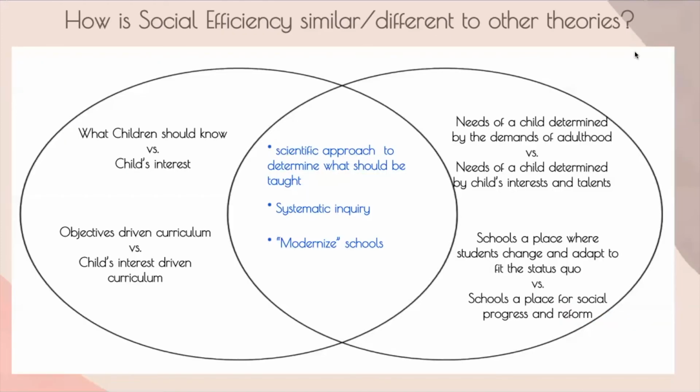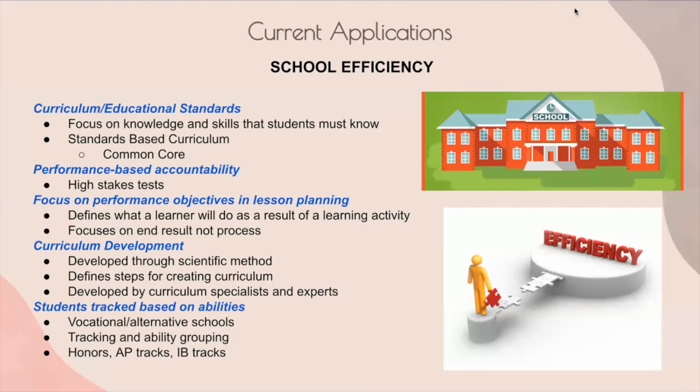Here we have some similarities and differences to other theories. Mainly, social efficiency calls for the demands of adulthood to determine what is taught, while the other theories we heard about today call for the child's interests and needs to determine what is taught. Here we can see many current applications of social efficiency in education today, from standards-based curriculum to high-stakes tests, to the focus on end results and objectives, not so much the process, as well as tracking and ability grouping.